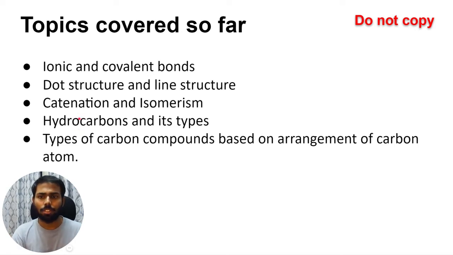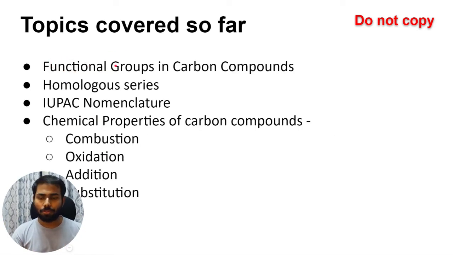We had seen hydrocarbons and types like alkanes with only single bonds, alkenes with double bonds, alkynes with triple bonds, right? We had seen types of carbon compound based on arrangement of carbon atoms. For example, the carbon atoms could be in a straight chain, they could be in branched chain, or they could be in cyclic form or a closed loop. Okay. Then we had seen functional groups, for example, ketone, we had seen amines, we have seen aldehydes. All these are examples of functional groups.